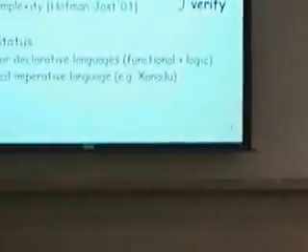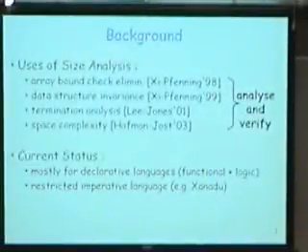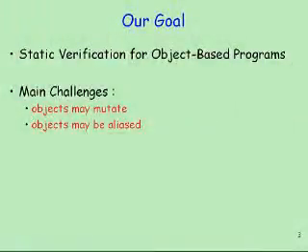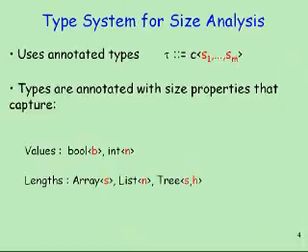Most of the program analyses that have been done are for declarative languages and for restricted imperative languages. The restriction comes from the fact that the data structures are immutable. So the properties that you want to track at static time are also immutable. Our goal, on the other hand, is to do static verification for object-based programs. The main challenges in this context are that objects may mutate, and at the same time, they may be aliased. So our approach is to use both size analysis and alias control to specify and verify various safety policies.